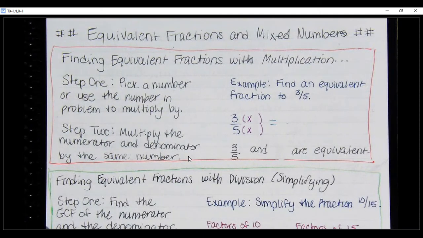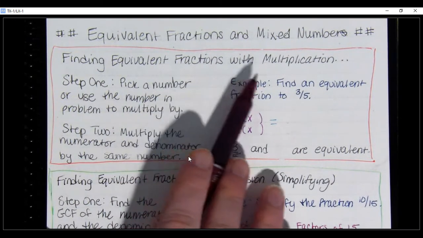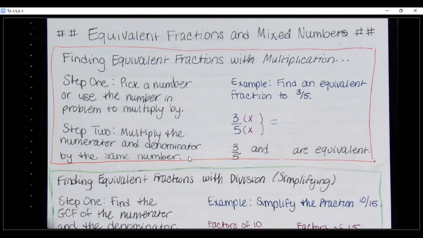Hi everyone. Today we're going to be talking about equivalent fractions and mixed numbers. There's a couple of different skills that we're going to learn in this, so we're going to break it up. The first one we're going to do is finding equivalent fractions with multiplication. Equivalent fractions, again, are fractions that mean the same amount, but they don't necessarily have the same number.